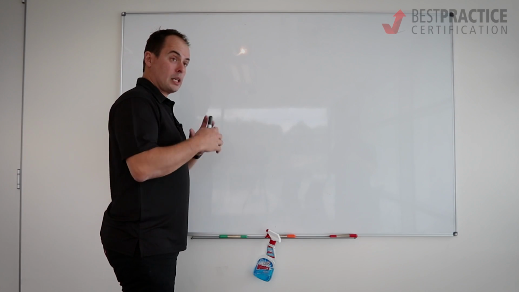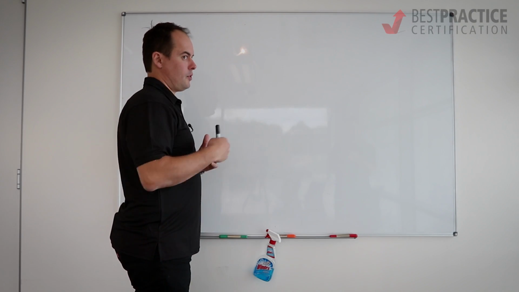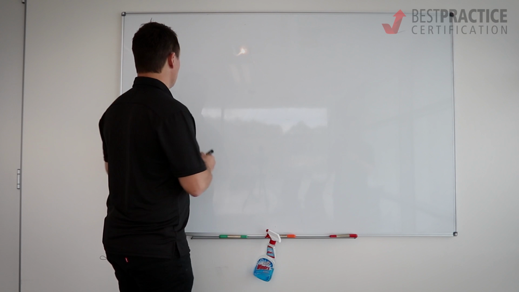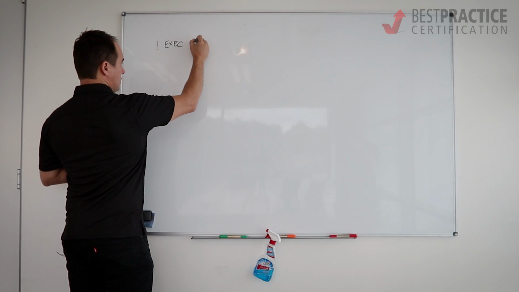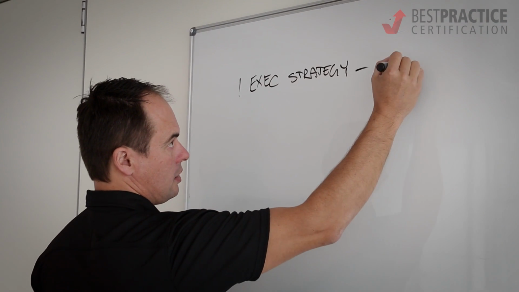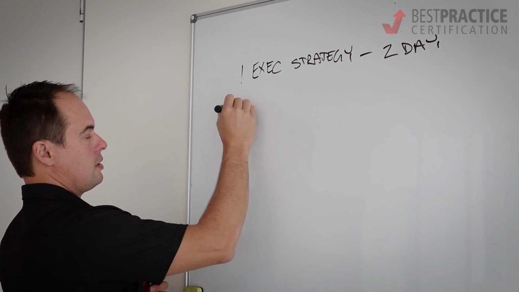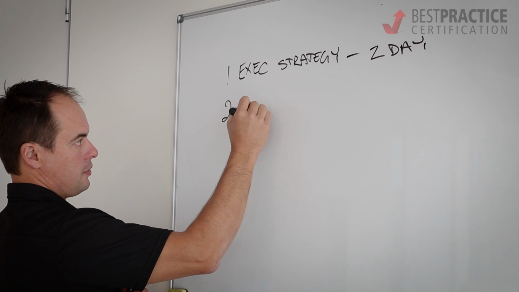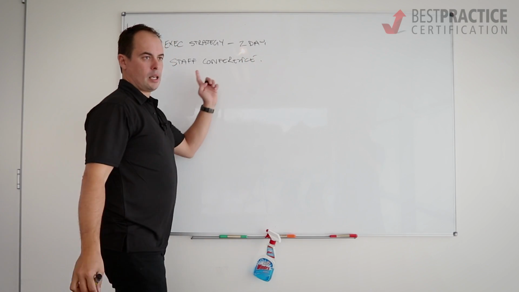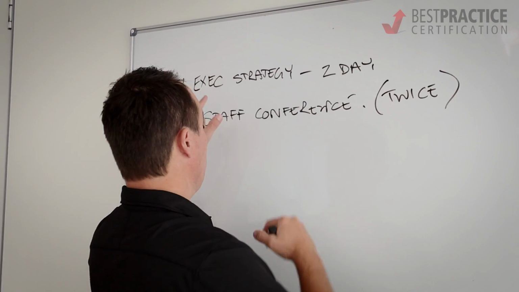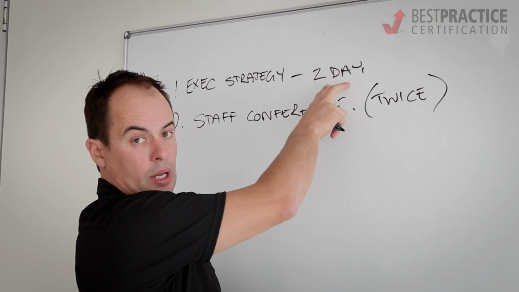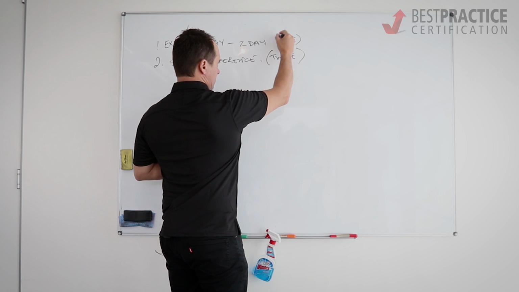So the first thing I'm just going to go through is the calendar. So we've got a couple of activities coming up in the next 5 or 6 weeks, which is really exciting. The first one is our exec strategy, and that's a 2-day event. And then the second thing that we're doing is our staff conference. Now, we get everybody together from our staff's perspective twice a year. And our exec strategy day, which is a 2-day workshop, is once.